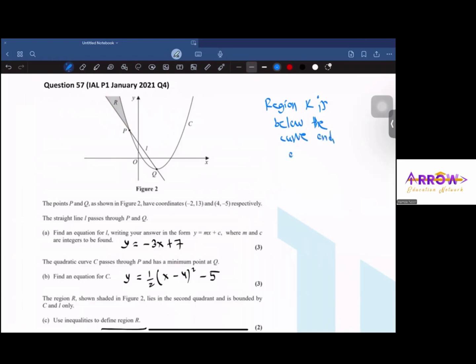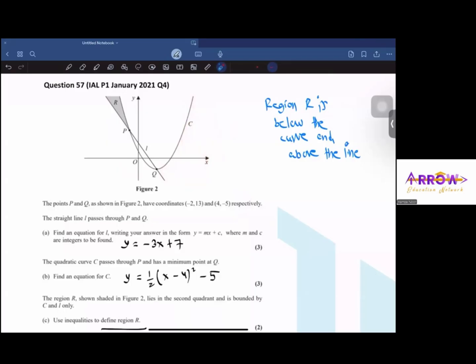You don't need to make this statement in the exam; I'm just giving you some explanation for your understanding. So the region R is below the curve and above the line. But if you say only that, with no other restriction, then this other region, which is also below the curve and above the line, is not included in the region R. It is not included because region R is specifically in the second quadrant only, as it is shaded in the question.